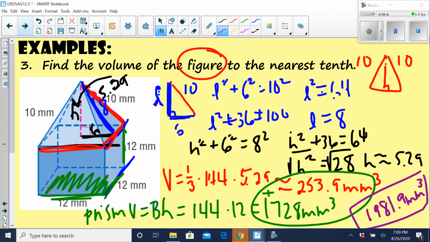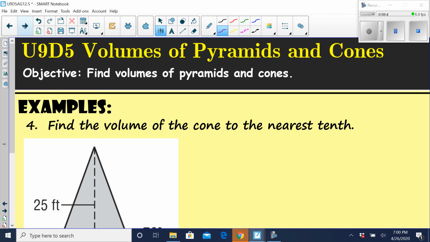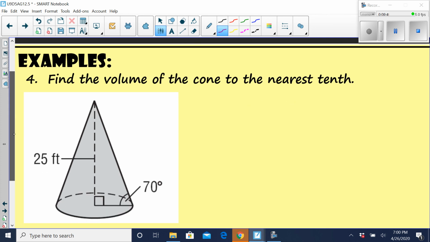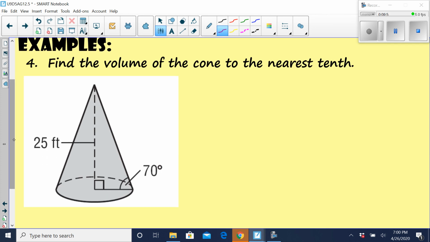Okay. All right, moving on to the cone now. So this figure right here is that cone. Find the volume of the cone to the nearest tenth. So what we're going to do here is, it looks like we're missing the radius. In order to find the volume of a cone, I go 1/3 pi r squared h. So I need to figure out what that radius is, okay?